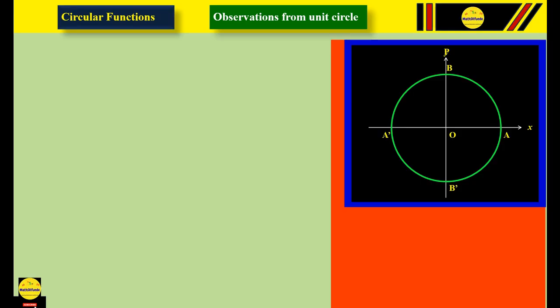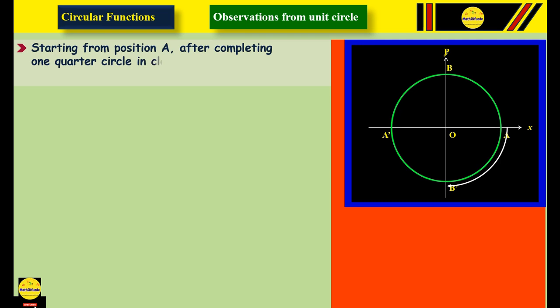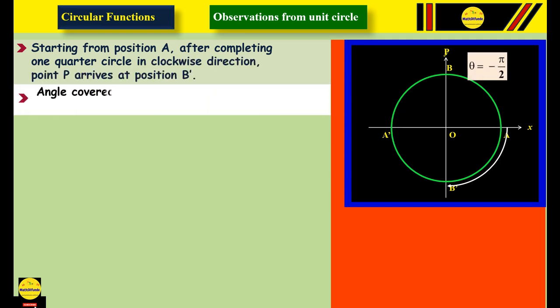Now after studying positions A, B and A dash and the corresponding angle theta, the only point left to be studied is B dash. To arrive at B dash, point P has to move from position A to B dash by moving in clockwise direction, and it has to move 1/4 circle.